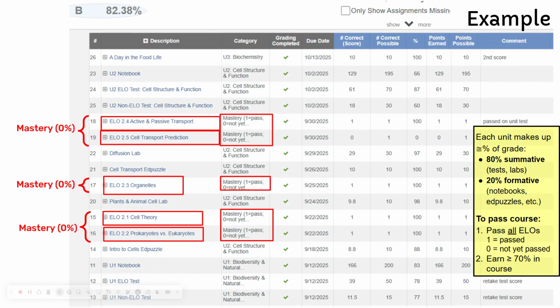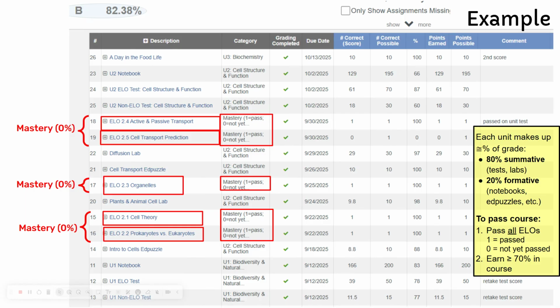Now let's take a look at mastery. Pay special attention to these when you're looking at your grade or your student's grade. The category is mastery, not just a unit, and this is basically a tracking system. It does not contribute to their score, however, it is very important to see whether or not the student is actually passing.